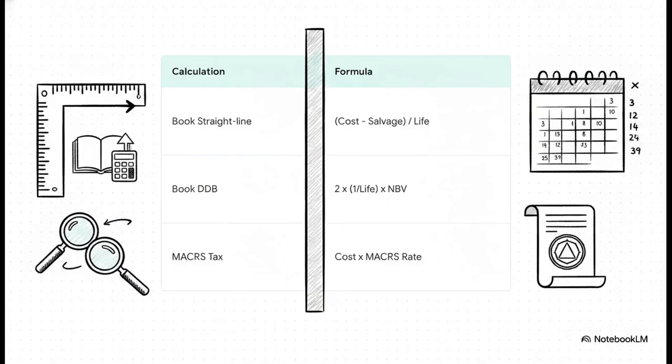Now, what's really interesting about this is how completely business math diverges from tax math. For the books, under ASC 360, a company might just use a simple straight-line formula, right? Cost minus salvage value divided by useful life. Easy. But for the IRS, you're forced into MACRS tax depreciation, which uses these incredibly rigid, prescribed recovery periods ranging anywhere from 3 to 39 years. It's like living in two completely parallel financial universes.